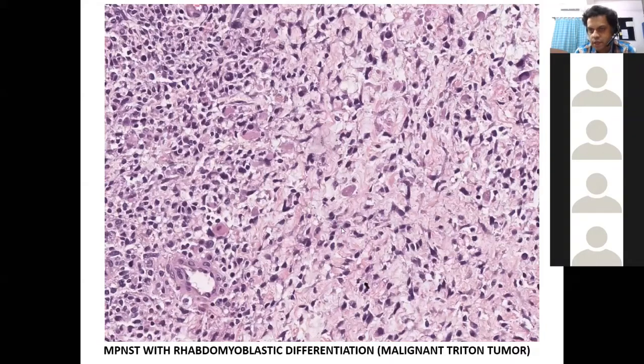This is a curiosity. Just as in the case of DFSP, we have seen that there can be melanocytic differentiation as in the case of a Bednar tumor. So this MPNST is sometimes known to undergo differentiation into rhabdomyoblasts. As you see, large polygonal cells with abundant cytoplasm. So these are rhabdomyoblasts. So MPNSTs are known to undergo differentiation in a heterologous fashion. If they undergo rhabdomyoblastic differentiation, it is known as a malignant triton tumor. There's a name for that.